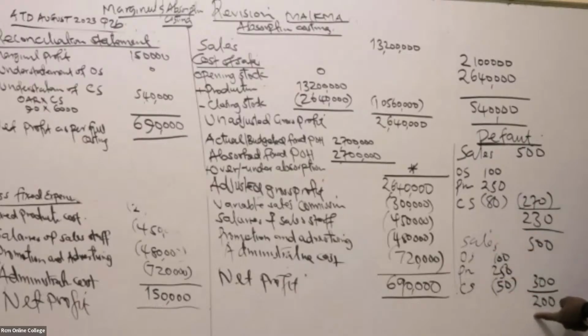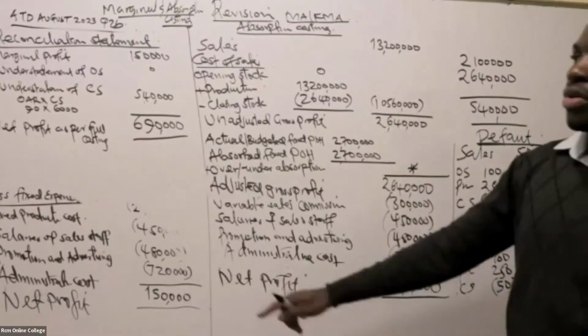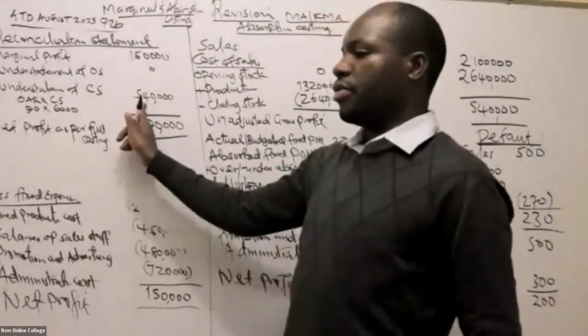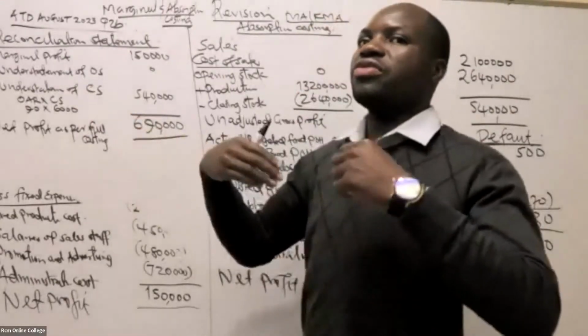Look at what's happening to my profit. When I understate closing stock by 30, my profit is understated by 30. My profit reduces from the real one of 230 to 200. How do I rectify the understatement of closing stock? We need to add back the understatement of closing stock so that I get back to the real profit.